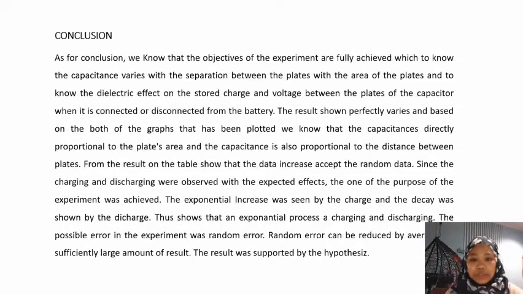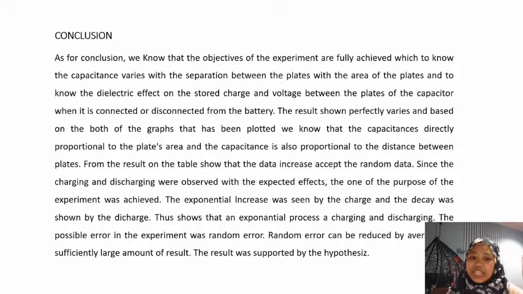The results showed perfectly, and based on both of the graphs that have been plotted, we know that the capacitance is directly proportional to the plate area, and the capacitance is also inversely proportional to the distance between plates. From the results in the table, the data increase except for the random data.